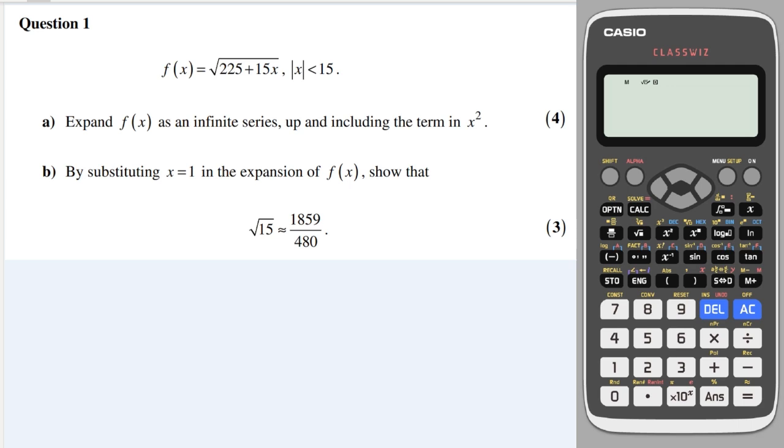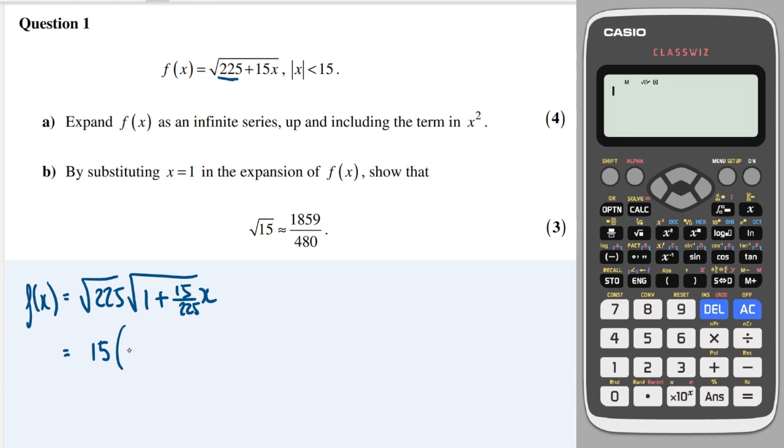Question number 1. Expand this series. So we're going to use the binomial formula and we need the number next to the x to be 1. So I'm going to take out a root 225. That gives me 1 plus 15 over 225x. This is f of x. So this is the same as 15 because that's the square root of 225. Open brackets, 1 plus, and 15 over 225 is 1 over 15. x to the power of a half because it's the square root.